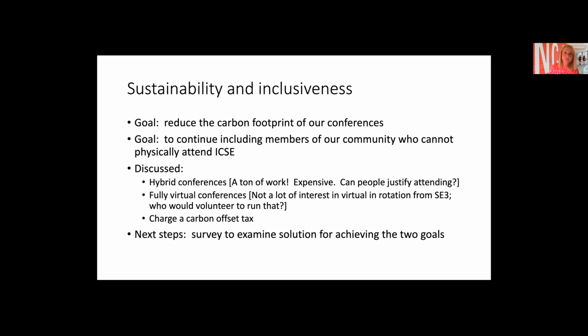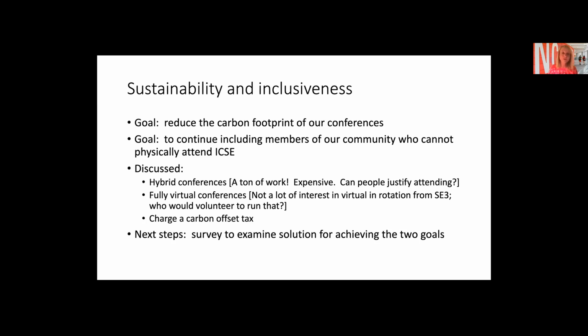Rick started to mention this already about sustainability. So we have some goals. One is to reduce the carbon footprint of our conferences. Another goal, which relates in a certain way, is to continue including members of our community who can't physically attend ICSE. And that's something that we were able to do with these virtual conferences in 2020 and 2021, is people could participate that actually can't travel. And so this is a conversation that's in process, and we want to get some community input on it. And so, you know, hybrid conferences, fully virtual conferences could be a way to achieve those goals.